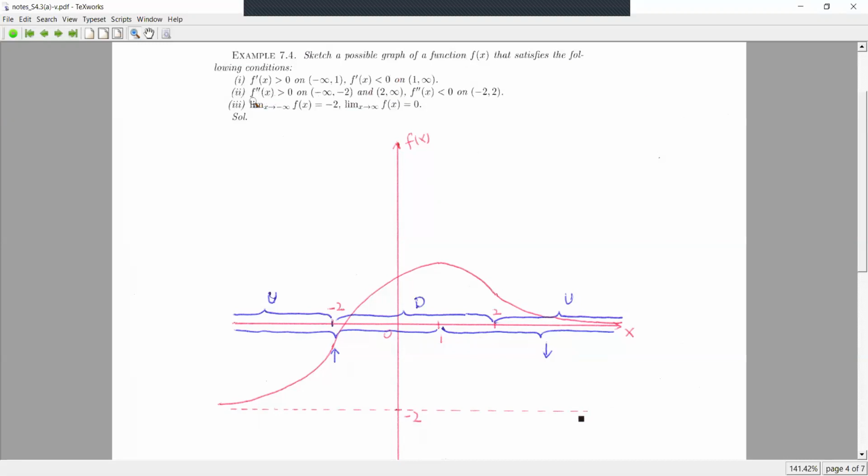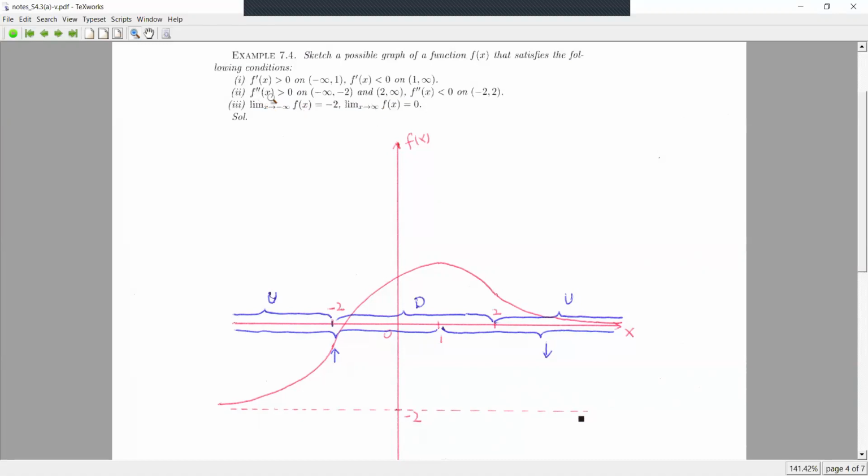Okay, now this condition. Second derivative, remember, second derivative is about concave up and concave down. Second derivative greater than 0 on this interval. Greater than 0 is concave up. So from negative infinity to negative 2, the graph of the function is concave up. Mark down the information. Concave up.